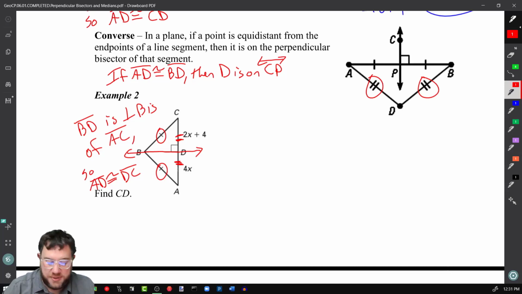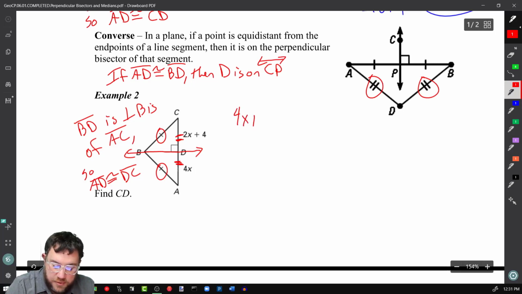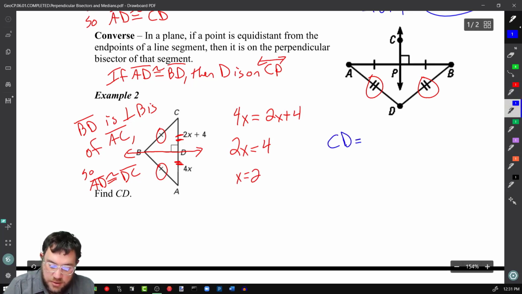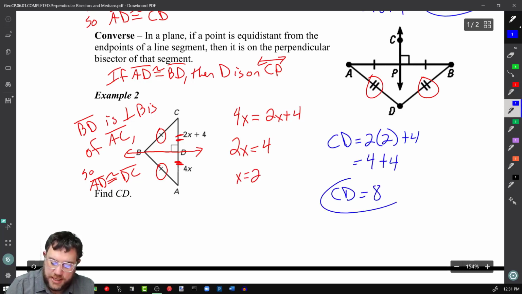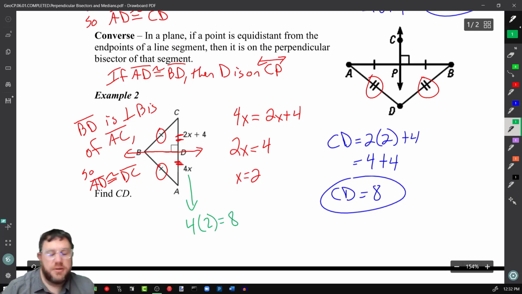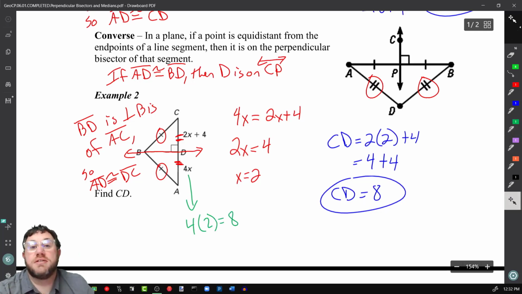They're congruent, so we set them equal to each other. 4x equals 2x plus 4. Subtract 2x from both sides. Divide by 2. So x equals 2. We're still finding CD. So that's 2 times 2 plus 4. So CD is 4 plus 4, so it's 8. And again, if we wanted to check, we could check for this one, 4 times 2. Well, hey, that's 8 also. So we know we did it correctly.